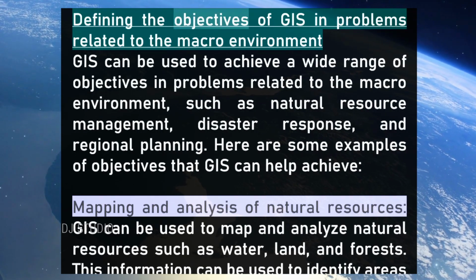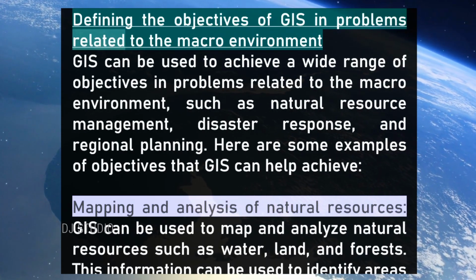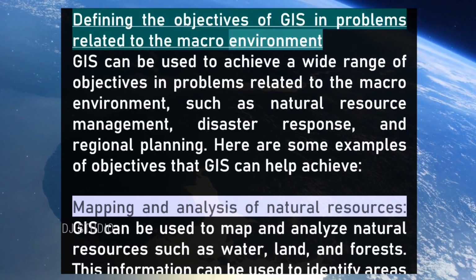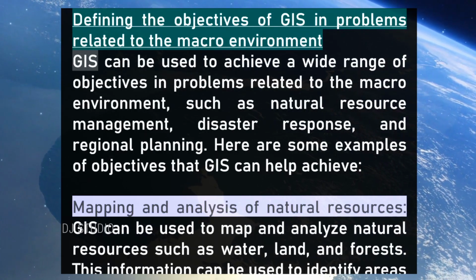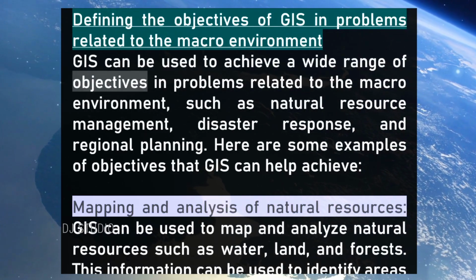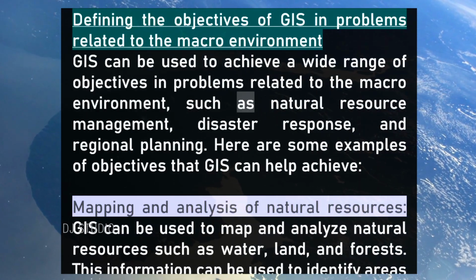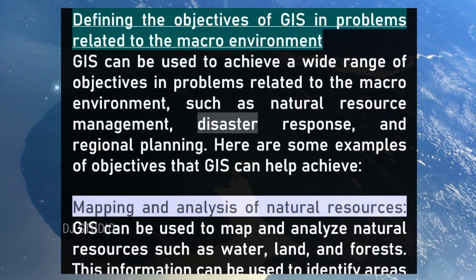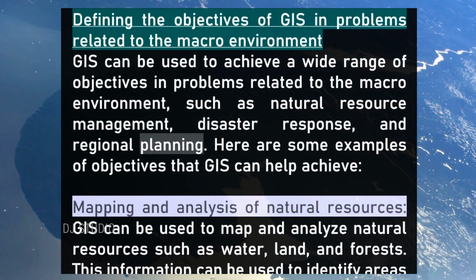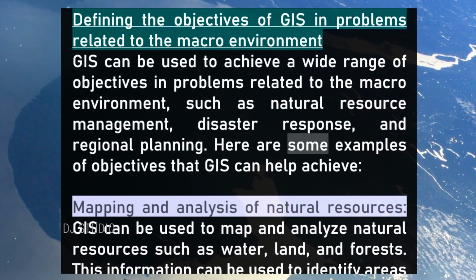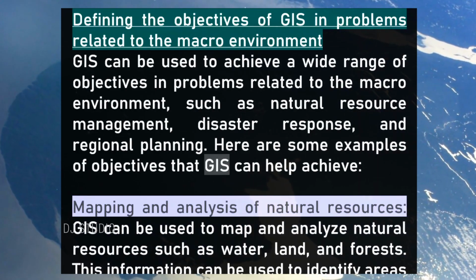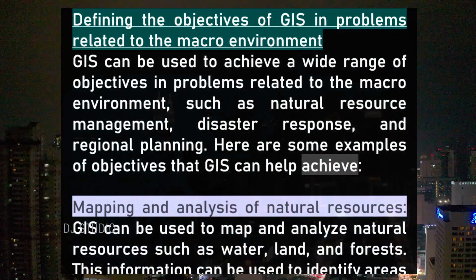Defining the objectives of GIS in problems related to the macro environment. GIS can be used to achieve a wide range of objectives in problems related to the macro environment, such as natural resource management, disaster response, and regional planning. Here are some examples of objectives that GIS can help achieve.